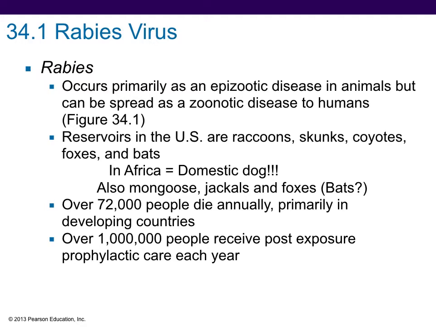This is well demonstrated in South Africa, for example, and neighboring countries. But rabies is not known in bats in Africa. So that is classical rabies virus in bats. It's not known to occur in Africa. So between 60 and 70,000 people are estimated to die annually from rabies, so primarily in developing countries, and over 1 million people receive post-exposure prophylactic care every year.